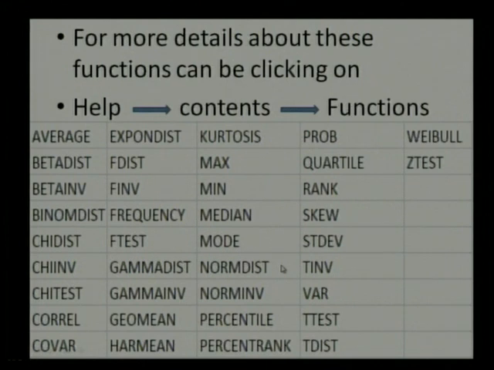Similarly, the most important distribution in statistics, that is the normal distribution, and the entire normal table can also be easily generated, and various probabilities under the normal curve can be calculated using the normal distribution library function. Even the rank of the given data can also be found, and so on. So here is a list of all these library functions.